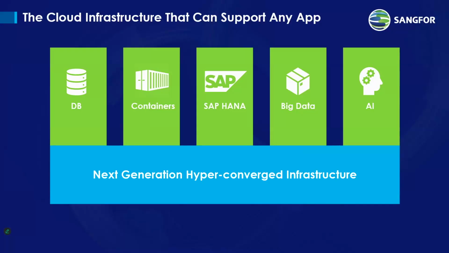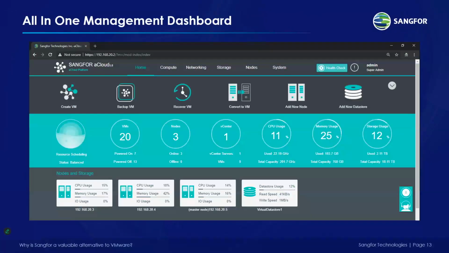This is kind of an all-in-one management dashboard, simplifying the management of the entire infrastructure into a single pane of glass. Of course, the dashboard, as you see here, provides a balanced view of resources, displaying the total number of VMs along with the count of powered on and powered off VMs. It also shows the total number of nodes, which is the physical servers in the cluster, and their statuses, whether it's online or offline. Additionally, our solution can also integrate with VMware's vCenter, which is the management platform of VMware, just in case, and that's also reflected in the dashboard.